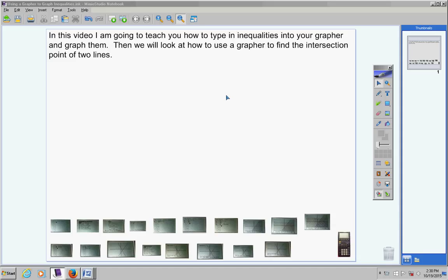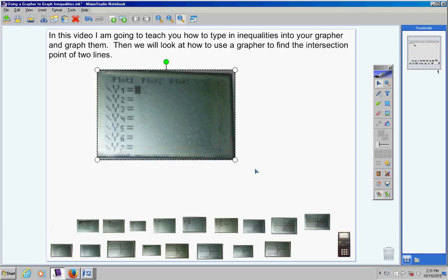Part 2 students. In this video, I'm going to teach you how to type inequalities into your grapher and then graph them, okay? And then we're going to look at how to use a grapher or a graphing calculator to find the intersection point of two lines, okay?